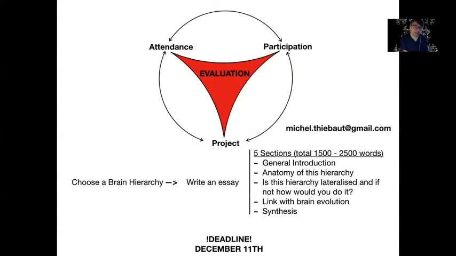Next, I'll need you to make a little section about the link between this hierarchy and brain evolution, and finish with a fifth section, which will be a synthesis where you show me how your general introduction, the anatomy, lateralization, and evolution of this hierarchy are working together, and open up the subject for future research. Make it simple, interesting. Your parents must be interested about it, and that's really one of the keys behind good writing, is probably making it interesting.